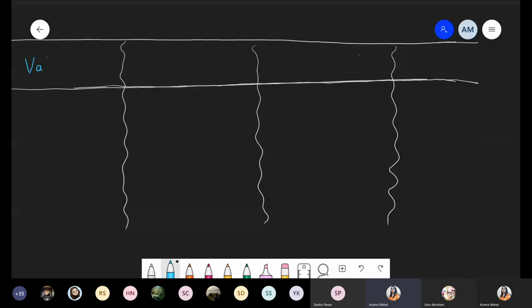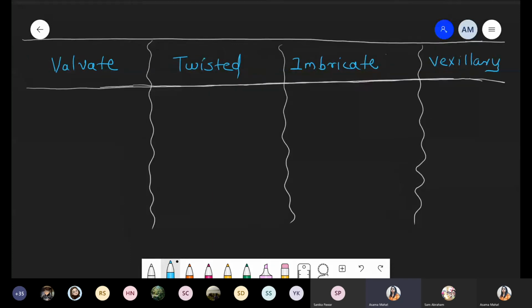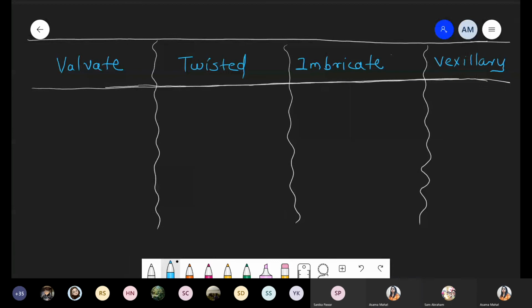1, 2, 3, 4. So first of all, we write down the name. Number 1, valvate estivation. Number 2, twisted. Number 3, imbricate. And number 4, vexillary. Vexillary.